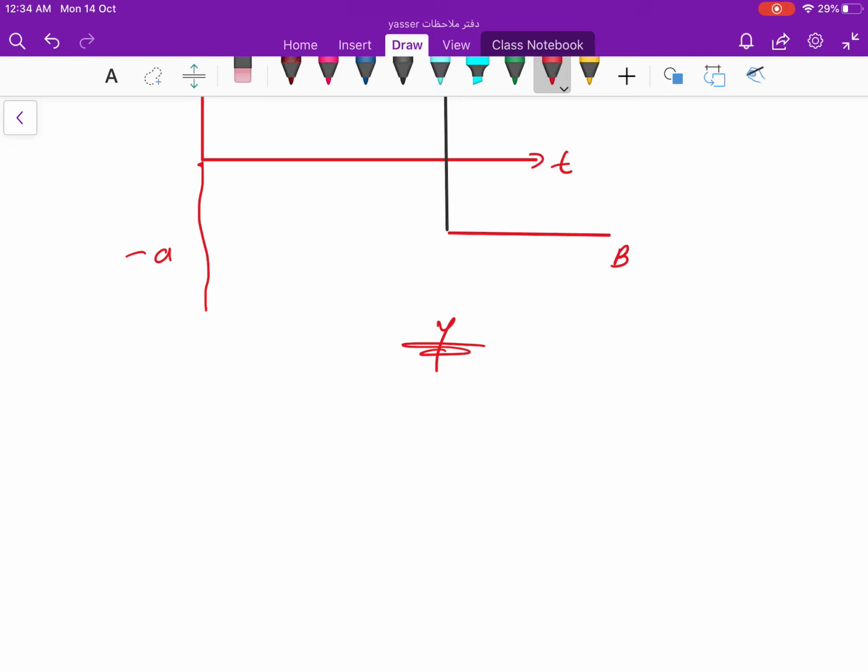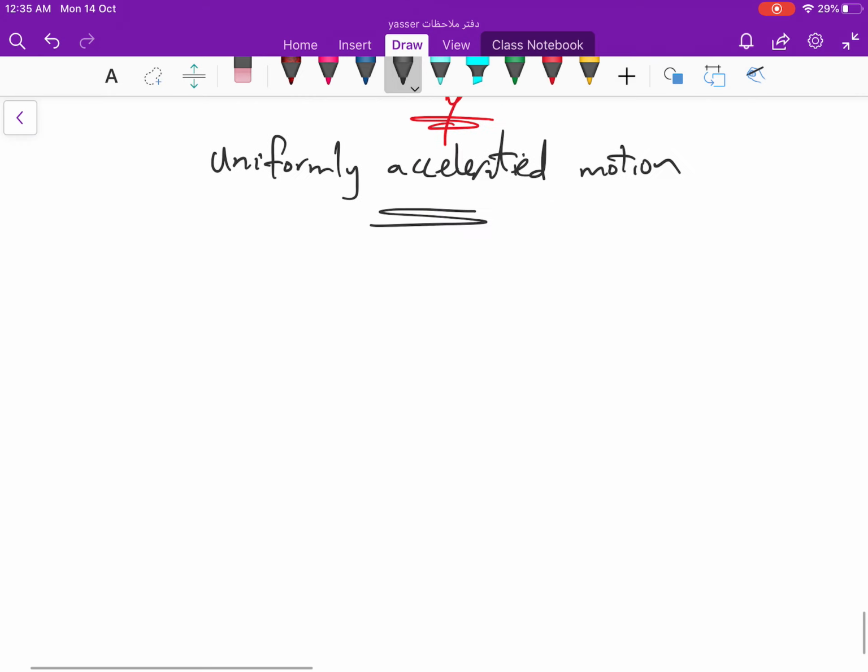Uniformly accelerated motion, we are going to start from here. In the uniformly accelerated motion, we have 5 equations. We are going to try to derive most of them.